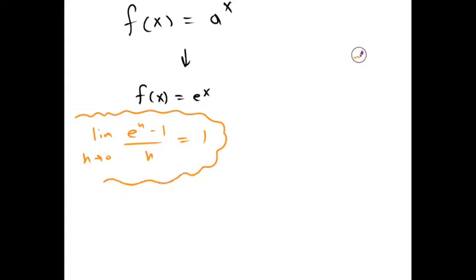So we'll do a quick derivation of it, but we need to know one fact beforehand. The limit as h approaches 0 of e to the h minus 1 over h equals 1. This is a fact.